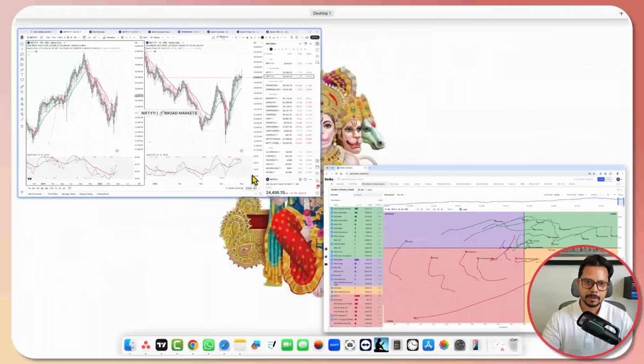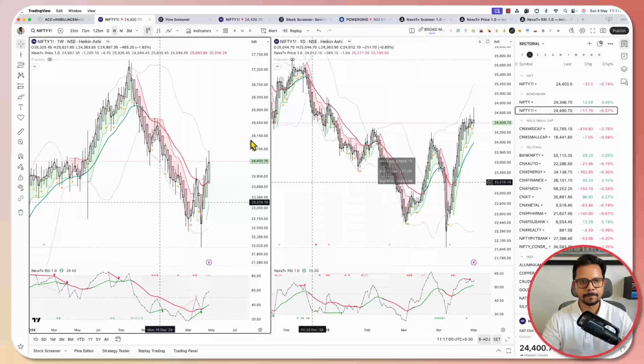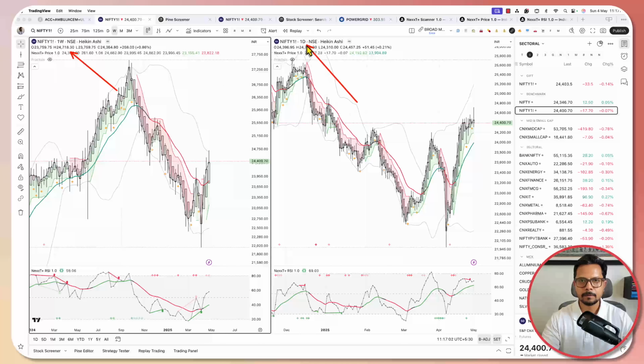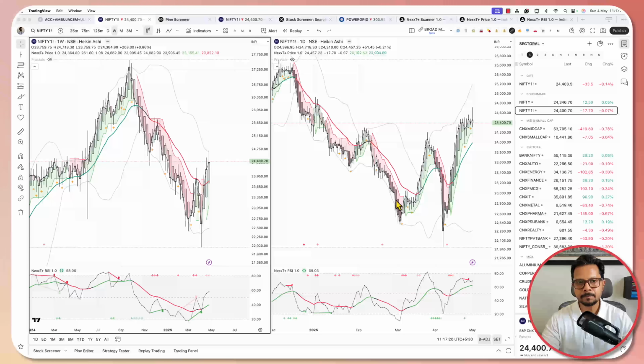So, first and foremost, none other than the Nifty chart itself. I have the weekly and the daily time frame. I'm using the next price and the next RSI indicators. By the way, the new indicators come with positive divergences and hidden divergences as well. So that's an added benefit for our analysis, visual analysis.